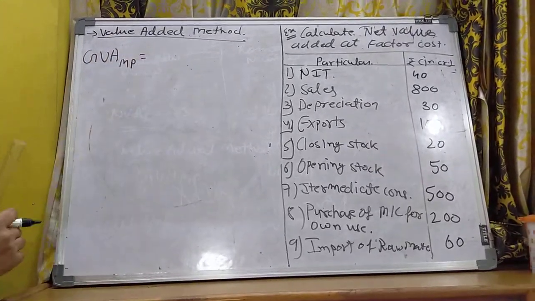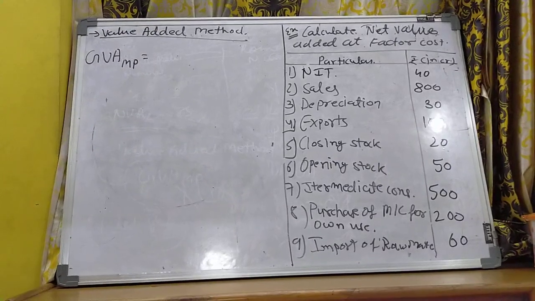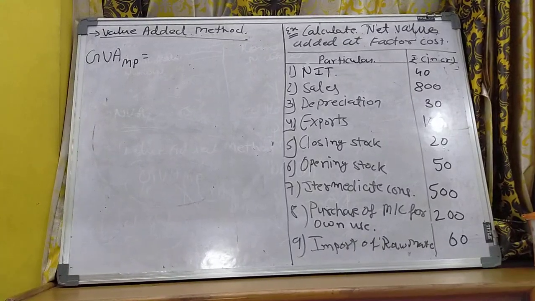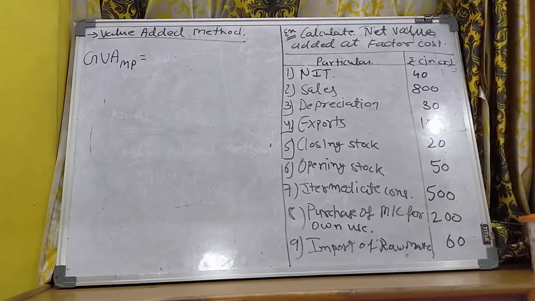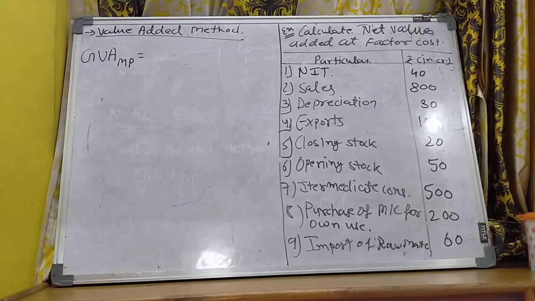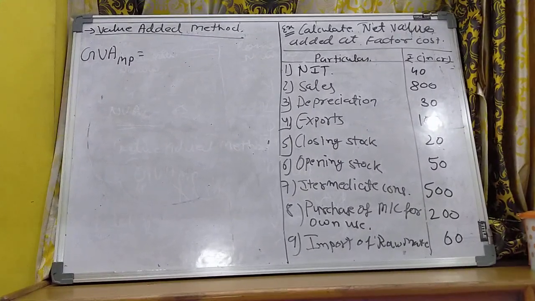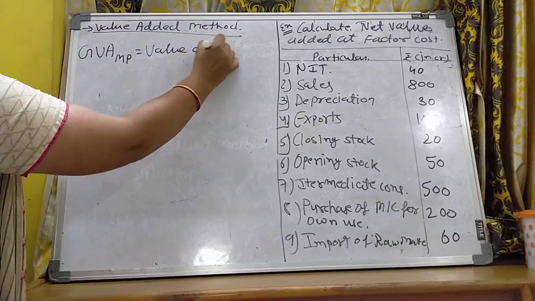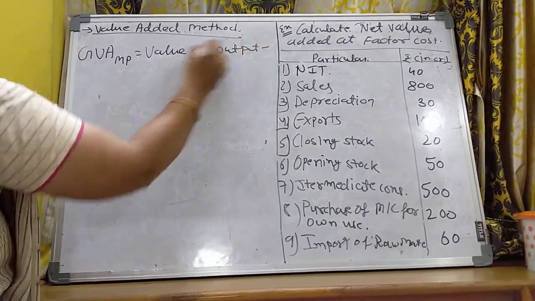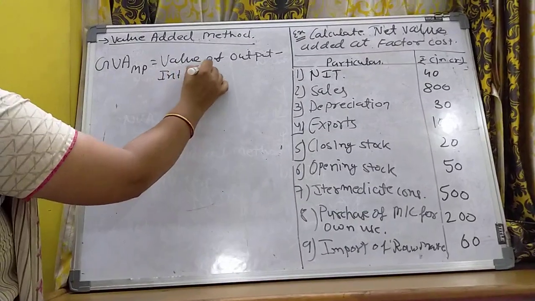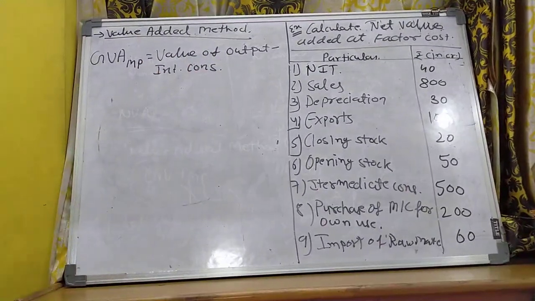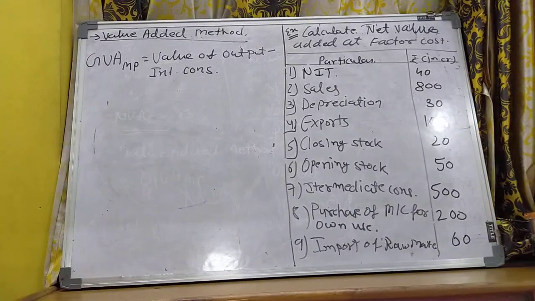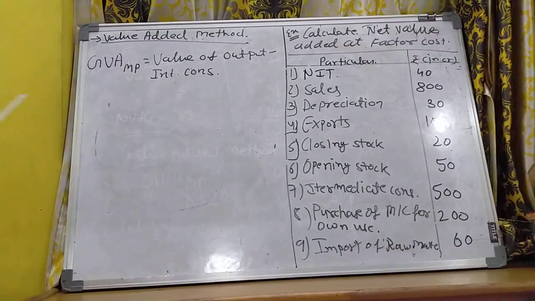GVA MP. It means gross value added at market price. So what is the formula of GVA MP? Already we had discussed that. Value of output minus intermediate consumption. This is the basic, first priority formula of gross value added at market price. It means the value of output minus intermediate consumption.